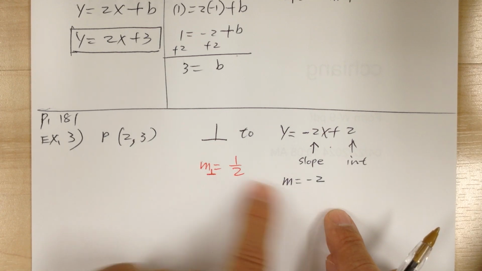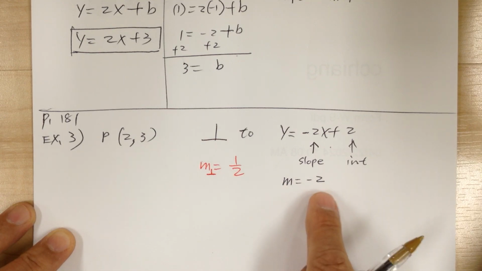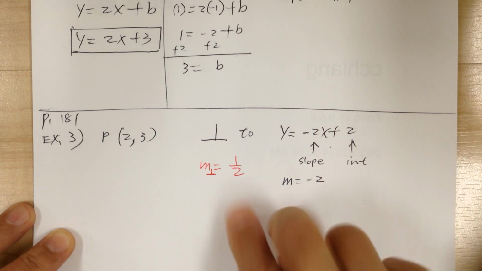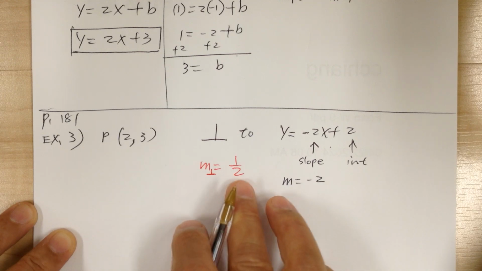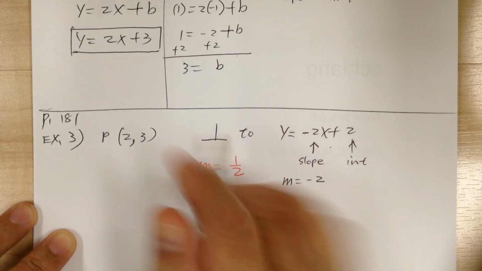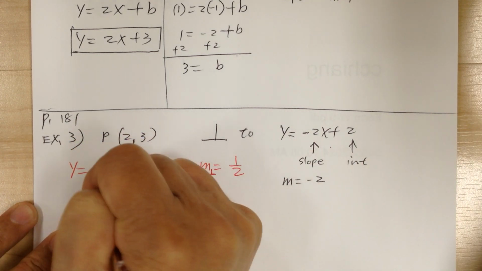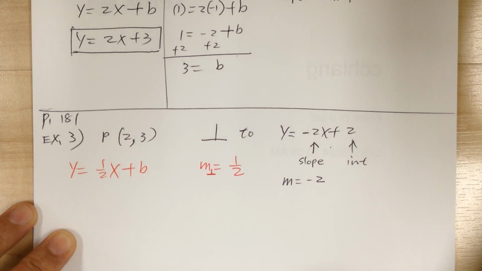And you can check: when you multiply, you get -1. So you have to understand how to get these. It's a negative reciprocal. Negative means you change the sign and flip the fraction upside down, so -2 becomes 1/2. Now that you know the slope equals 1/2, your new perpendicular equation is y equals 1/2 x plus b.